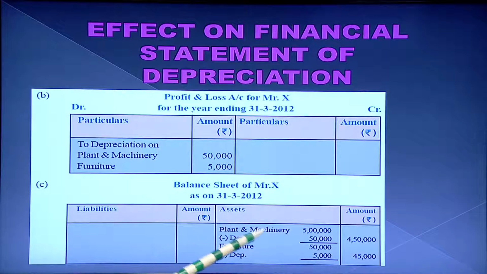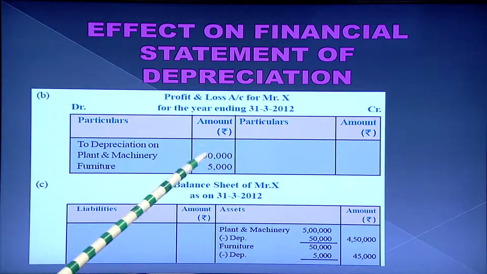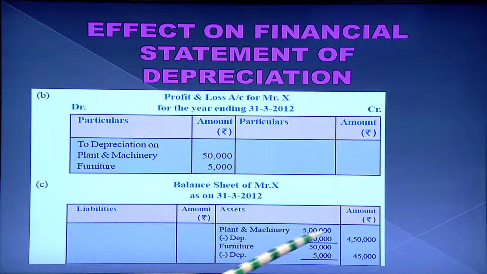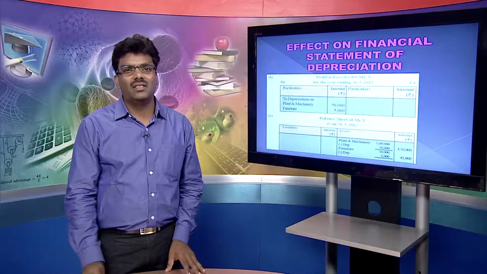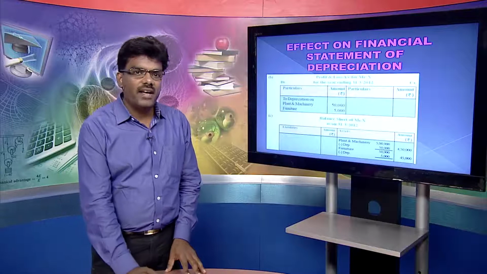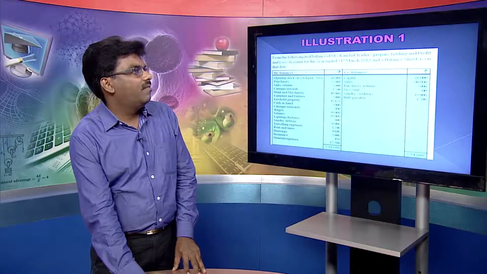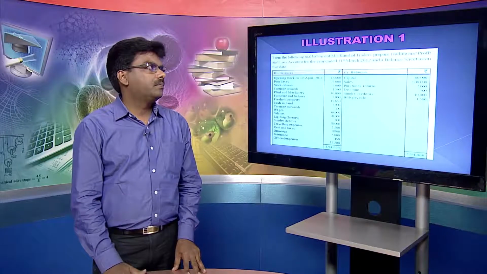And the next adjustment is in balance sheet. The book value of plant and machinery is rupees 5 lakh. So, we deduct depreciation amount 50,000 from it, and the net value is 4 lakh 50,000. This is a very easy adjustment, and these are very important while we prepare the financial accounting.